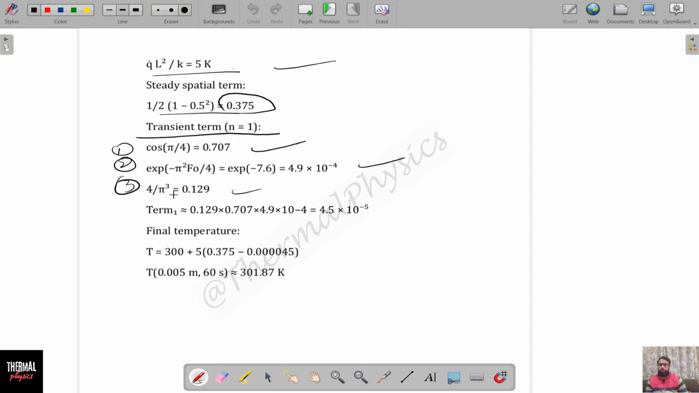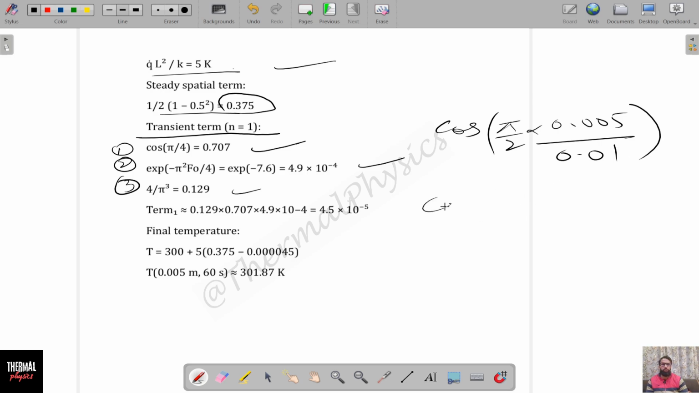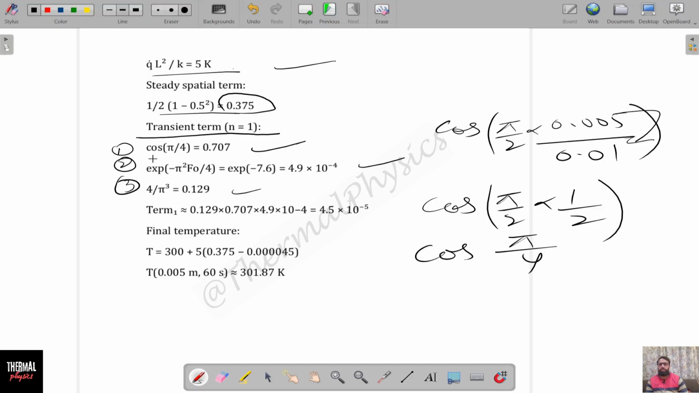So this next term reduces to cos of pi by 2 into 0.005 divided by 0.01. So we know this is pi by 2, and we know this is its half clearly. So this is again 1 by 2 because it is the center point. So this is basically cos of pi divided by 4. This is this term. So we have the 4 by pi cube term.